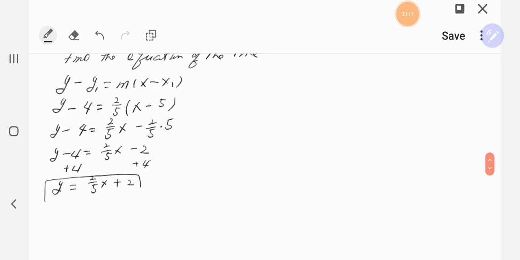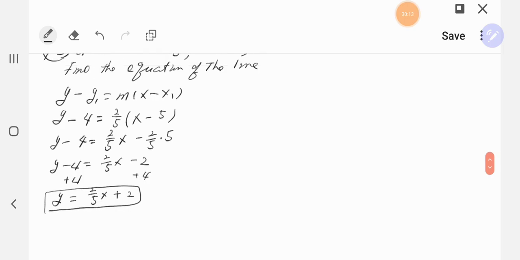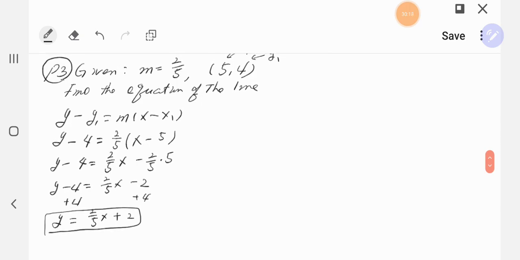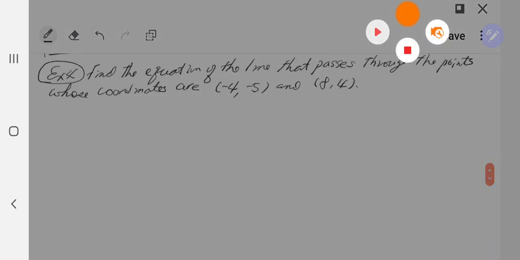Okay, that's it. So this is the equation whose slope is 2/5 and then passing through the point (5, 4). Okay, simple, huh? Very simple. All right, let's try the next example.